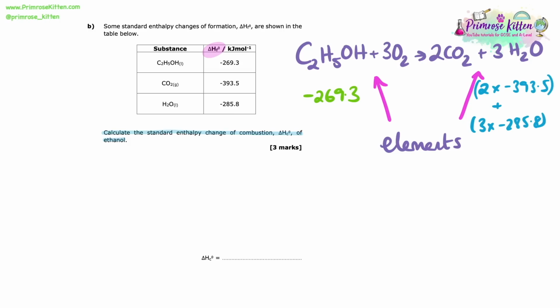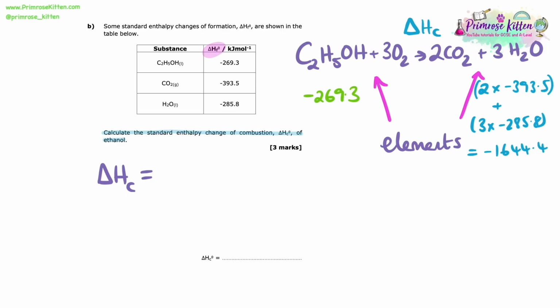And to make my life easier later down the line, I'm going to tally up the values on that right-hand side. So I'm going to put into my calculator 2 times minus 393.5 plus 3 times minus 285.8. And that gives me minus 1,644.4. So now I've got my completed Hess cycle here.